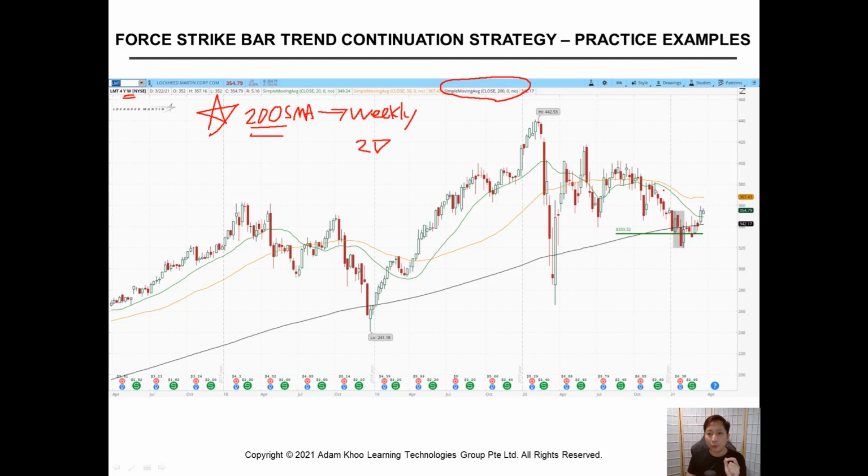And even if price action is below the 50 SMA, but if there is a bullish FS that occurs at the 200 SMA, this black line is the 200 SMA, to me it's a very highly potent trade. So you can take note, it's a high probability trade.